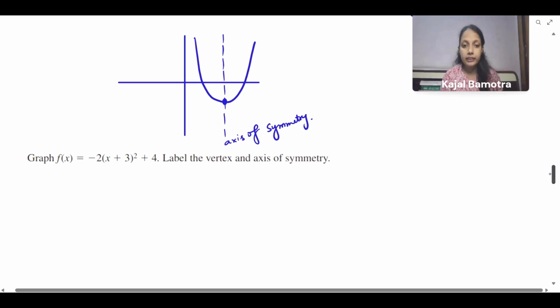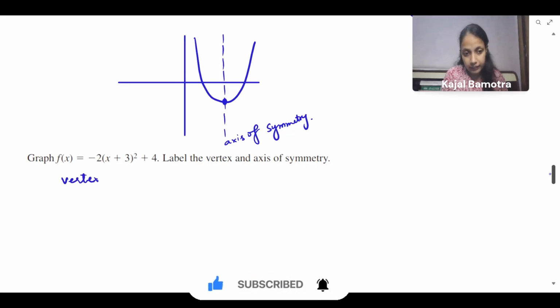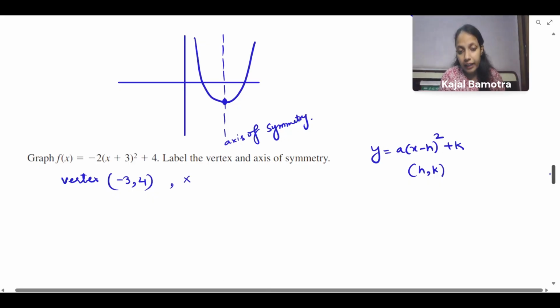Question says graph this, label the vertex and axis of symmetry. In the last lecture we learned how to identify the vertex. The formula was y equals a times (x minus h) squared plus k. In this scenario (h, k) is the vertex. As we compare with this equation, it is (negative 3, 4). This is the vertex. So now what is the axis of symmetry? As it passes through the vertex, the x value will be the axis of symmetry. x equals negative 3 will be the axis of symmetry.